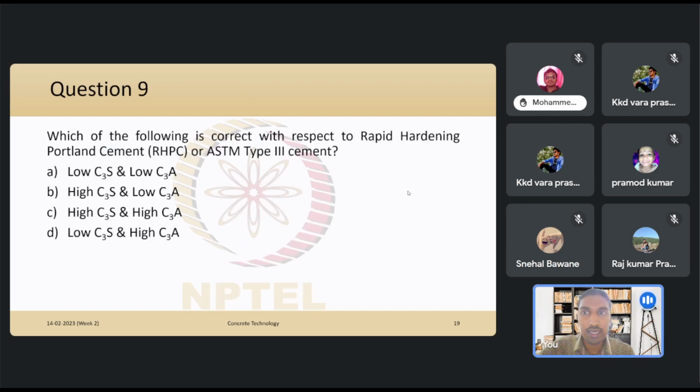So question number 9. Which of the following is correct with respect to rapid hardening Portland cement, or the ASTM type 3 cement? The options are: it has low C3S and low C3A. Option B, it has high C3S and low C3A. Option C, high C3S and high C3A. Option D is low C3S and high C3A.